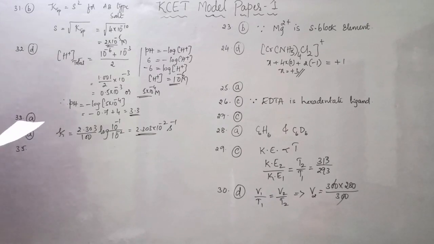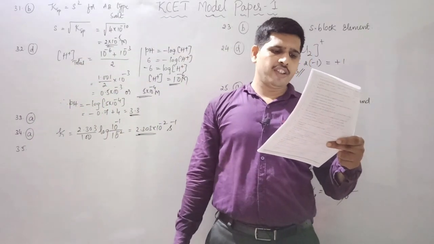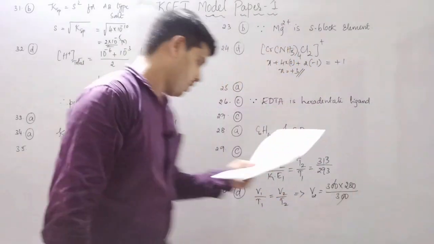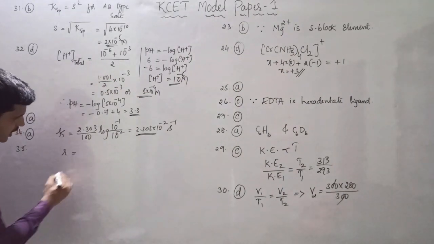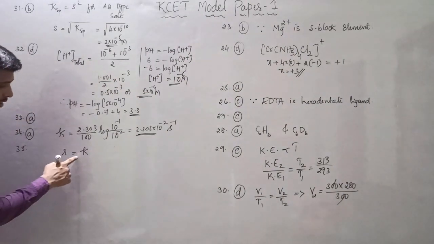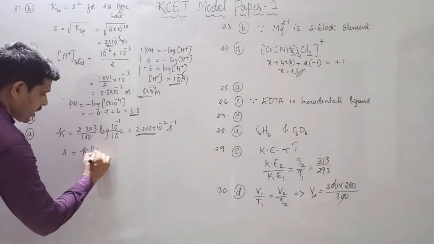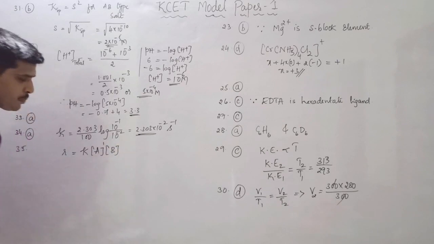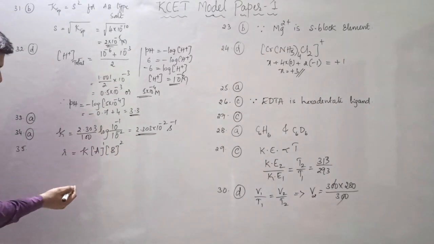35th. For a reaction A plus B giving products, the order with respect to A is 1 and with respect to B is 2. What should be the rate if concentration is doubled? You know that rate is proportional to, or equal to, rate constant into the concentration of the reactants, concentration of A and concentration of B. They are telling us with respect to A the order is 1 and with respect to B it is 2. So what happens if it is doubled?